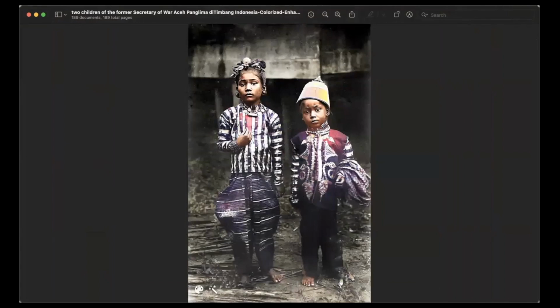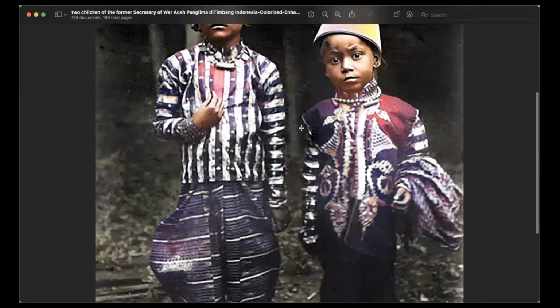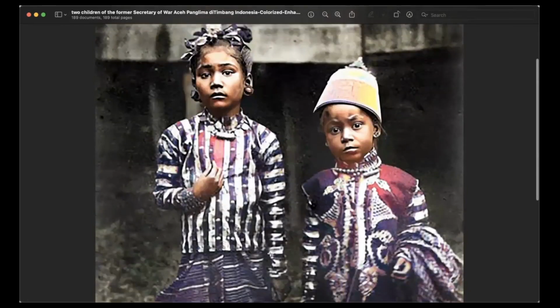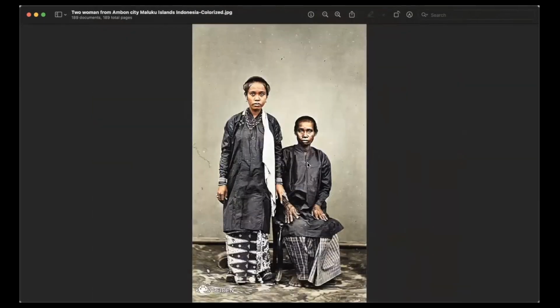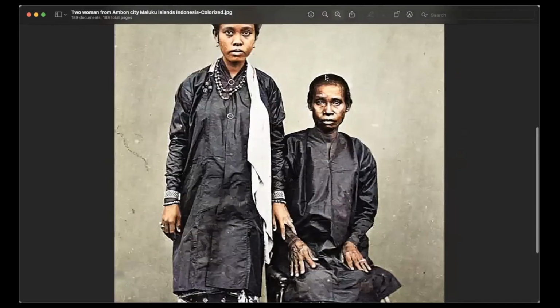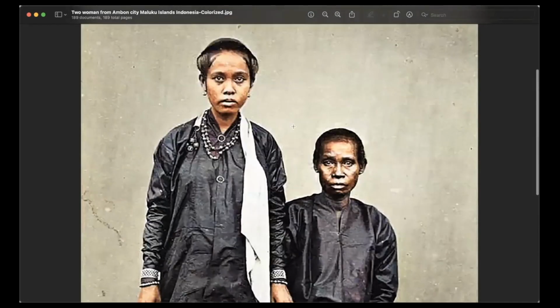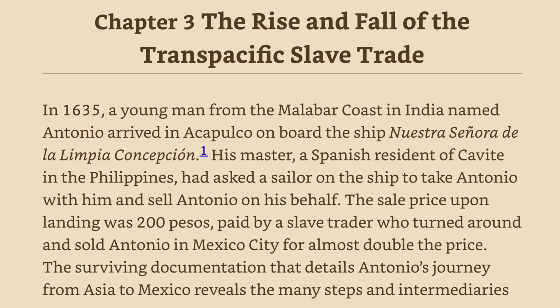Here we have two children of the former Secretary of War, Asep Panglina. Indonesia, all right? Indonesian children. Look how beautiful they look. Look at this awesome pic, all right? Here we have two women from Ambon City, the Maluku Islands in Indonesia. You see that? Your so-called Chinas. So swarthy. Indonesians, original Indonesians. Here we continue in the book, Asian Slaves in Colonial Mexico, Chinos to Indios.